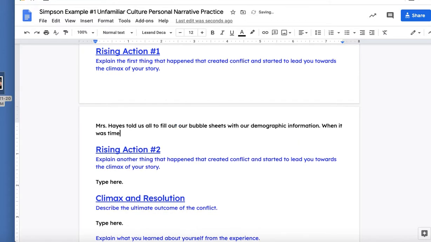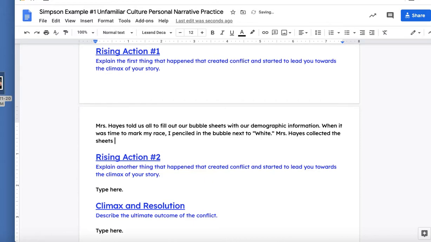When it was time to mark my race, I penciled in. Notice I'm using some descriptive words. I'm not just saying the same thing over. Penciled is better than just saying wrote or marked. It's a little more descriptive. I penciled in the bubble next to white. Mrs. Hayes collected the sheets from all of us. She looked at my sheet for a long time.